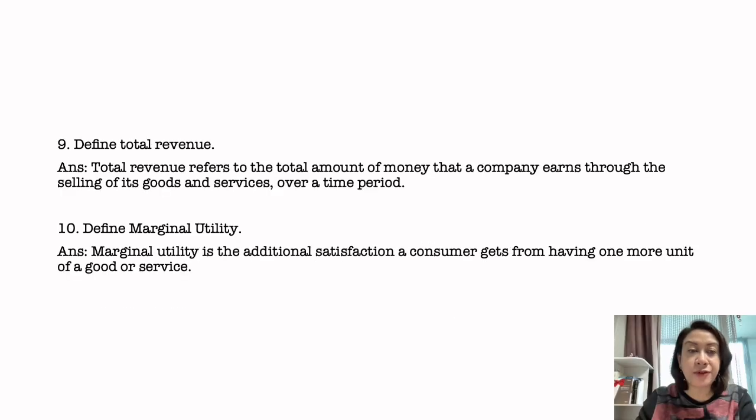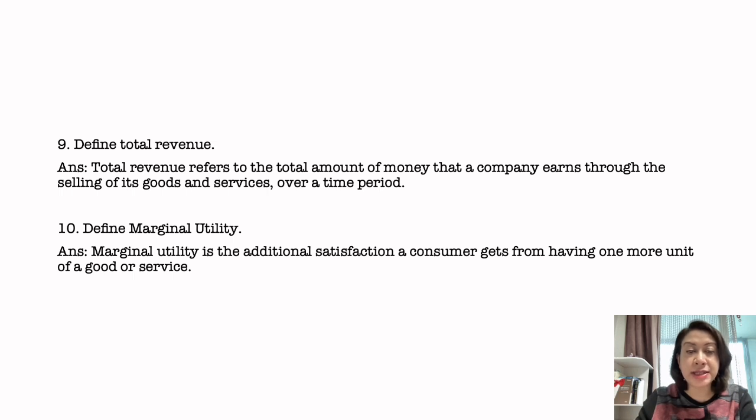Question number 9. Define total revenue. So how do we define total revenue? Total revenue refers to the total amount of money that a company earns through the selling of its goods and services over a period of time. Question number 10. Define marginal utility.